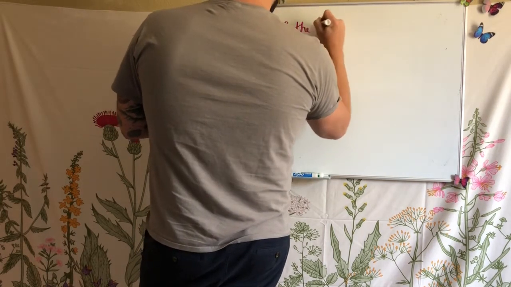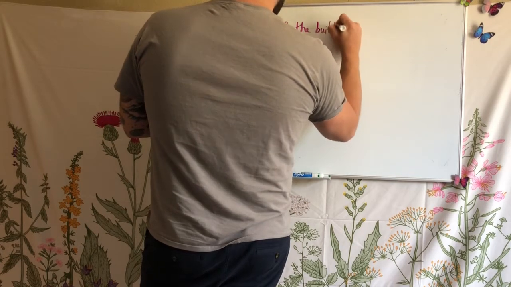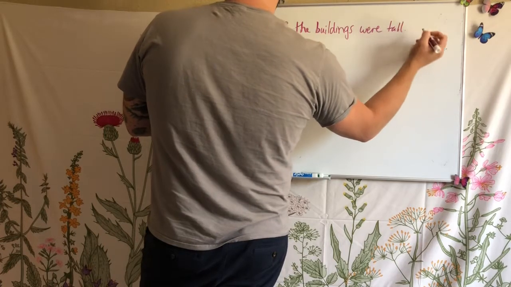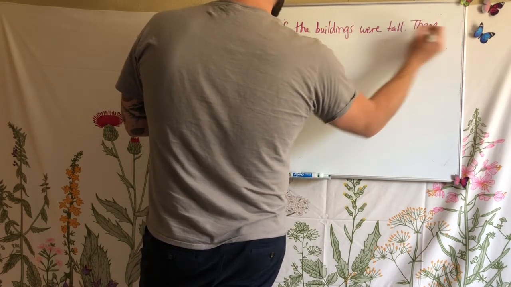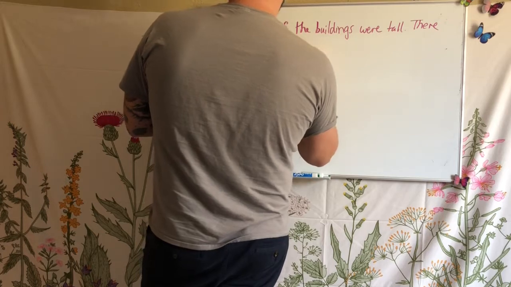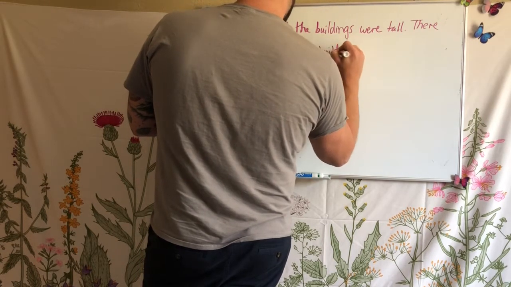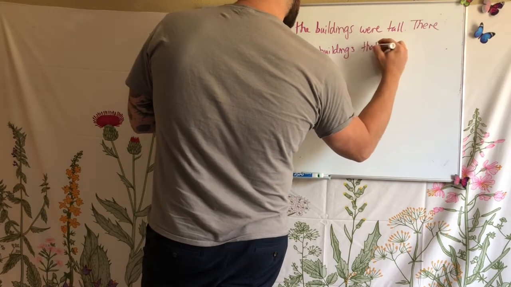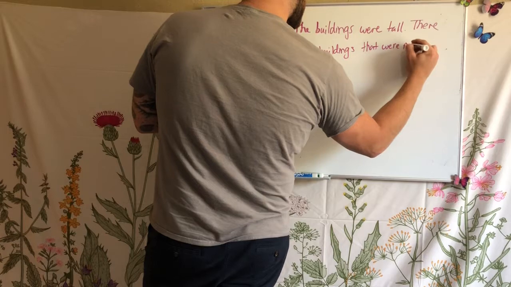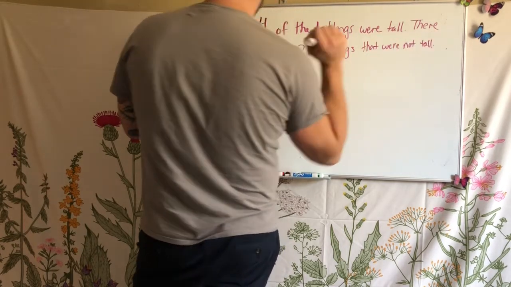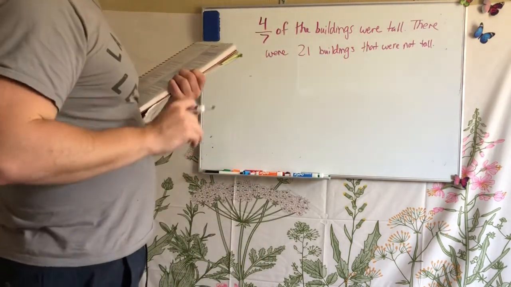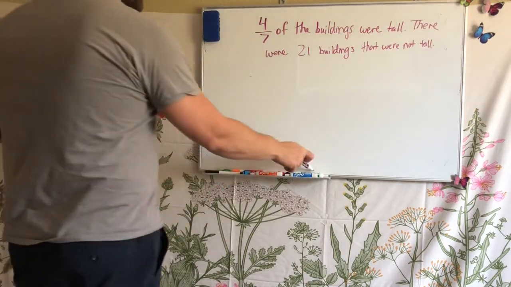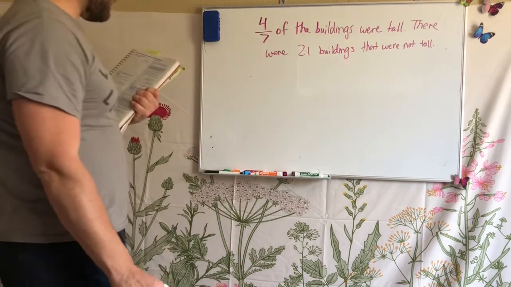Of the buildings were tall. There were 21 buildings that were not tall. Do these facts give 2 names or 3 names? Pause the video. It gives us 3 names.